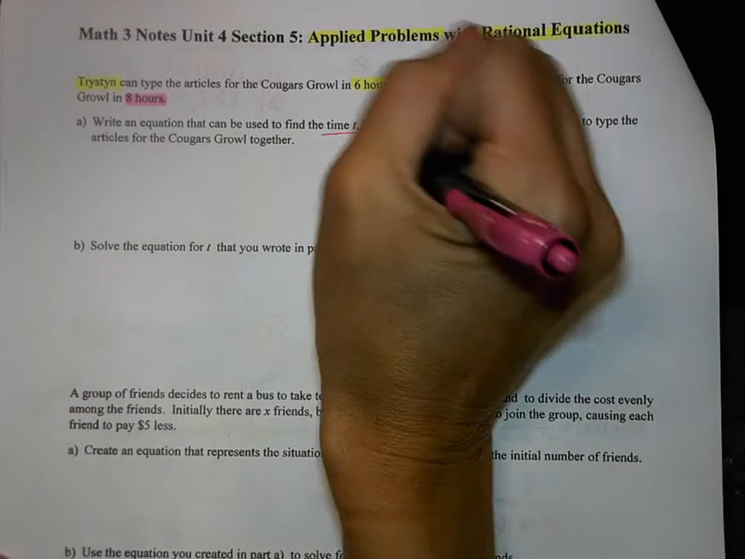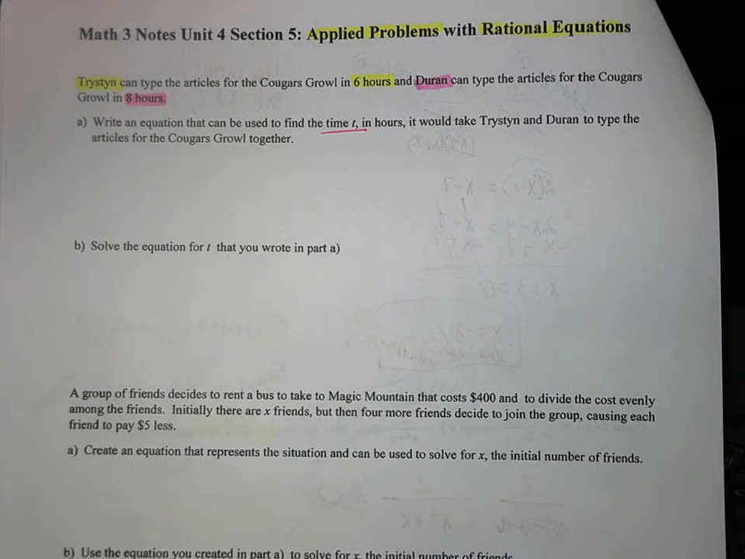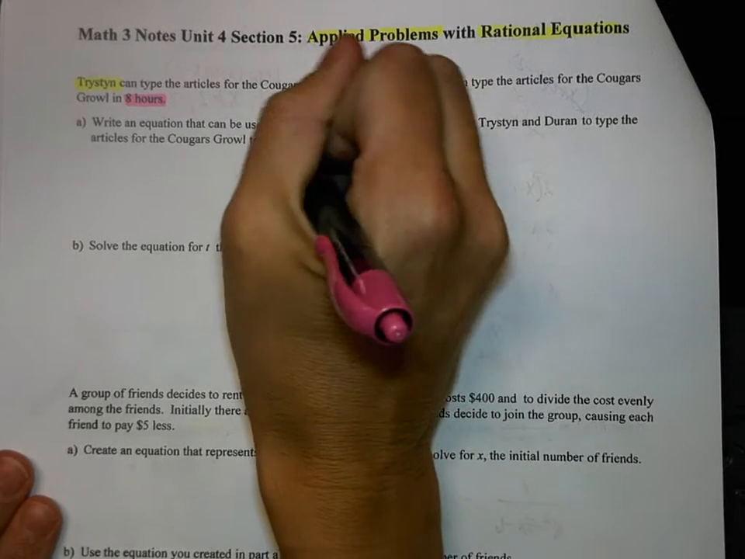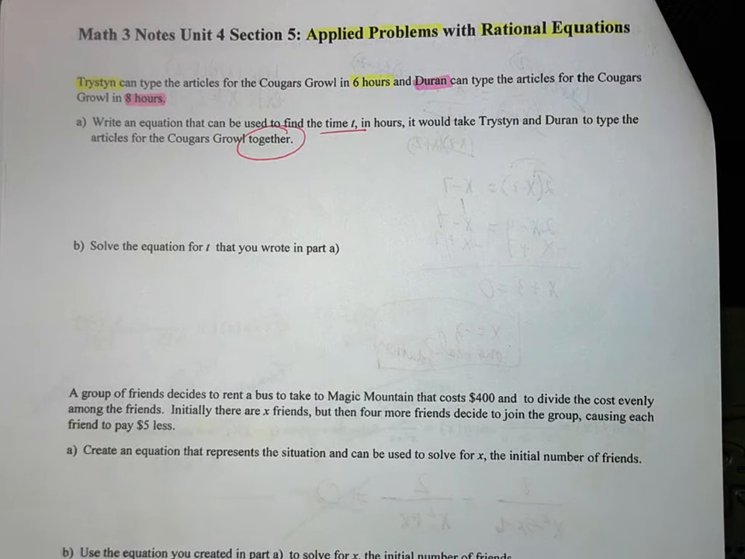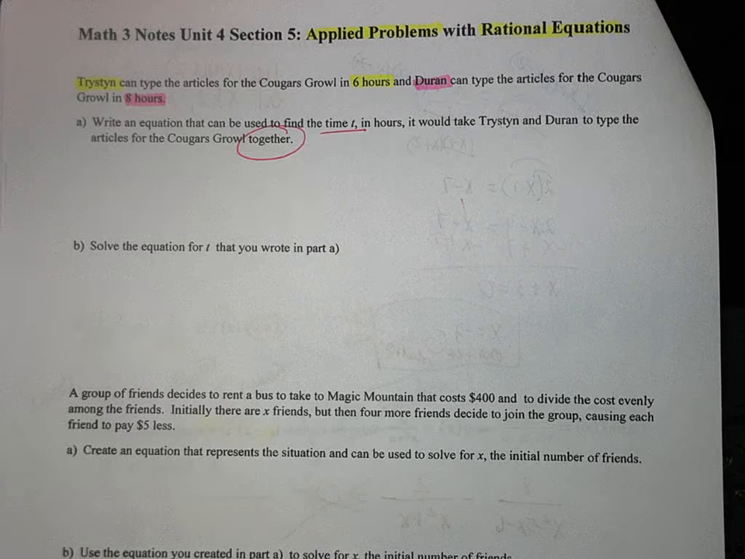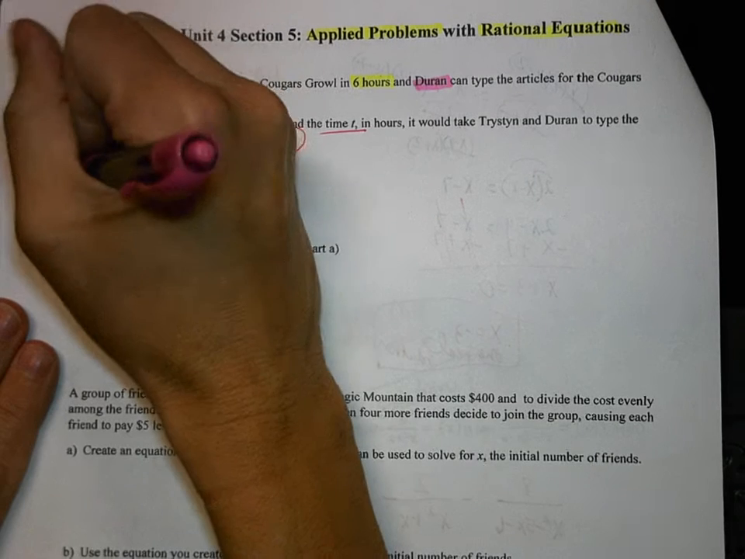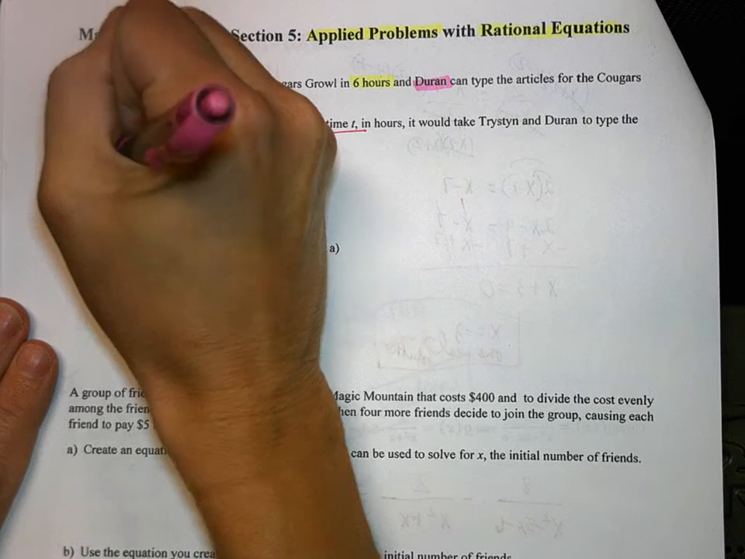So we're dealing with time t in hours. It would take Tristan and Duran to type the articles for the Cougar Growl together. So they're both working, okay? Sometimes, if you were going to search this on Google to try to find problems that are similar to these, these are called work rate problems.